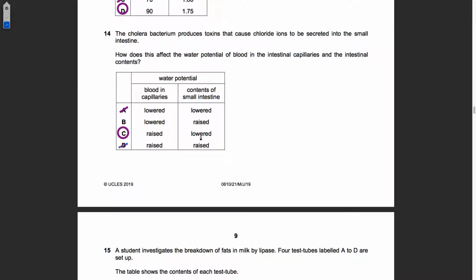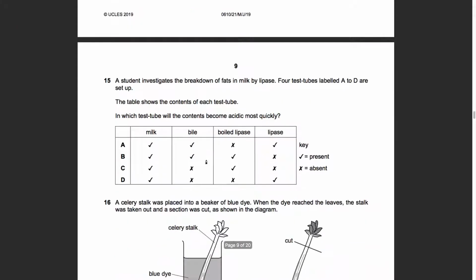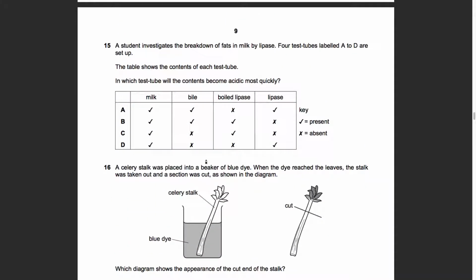Hence why one of the key problems with a cholera infection is that you get severe diarrhea due to all that water moving into the small intestine. And of course, that leads you to become dehydrated. Question 15. A student investigates the breakdown of fats in milk by lipase. He's got 4 test tubes labelled A to D. The table shows the contents of each test tube. In which test tube will the contents become acidic most quickly?